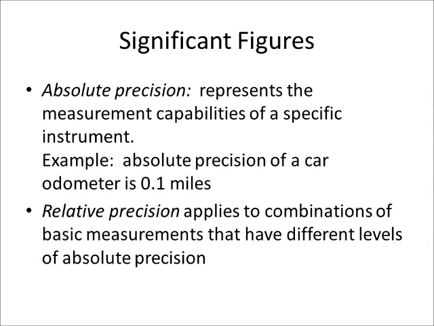Now, significant figures are important. Remember, the absolute precision represents the measurement capabilities of a specific instrument. So, for example, the absolute precision of most car odometers is 1/10 of a mile. It doesn't measure less than 1/10 of a mile. It can only measure distances of at least 1/10 of a mile. The relative precision then applies to combinations of basic measurements that have different levels of absolute precision, and I'll show an example of that.